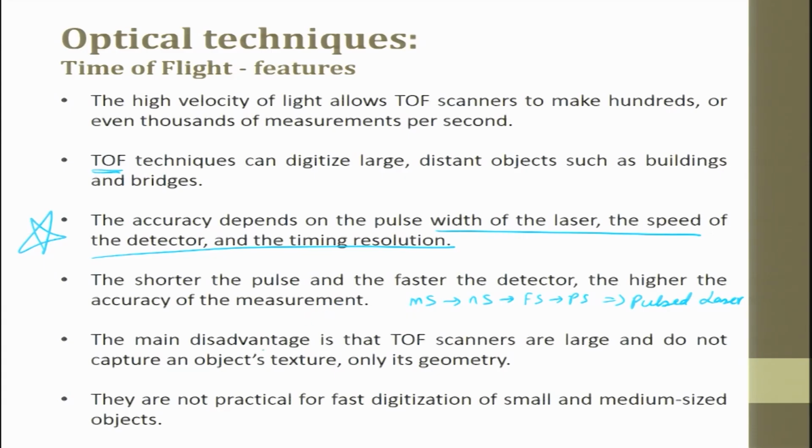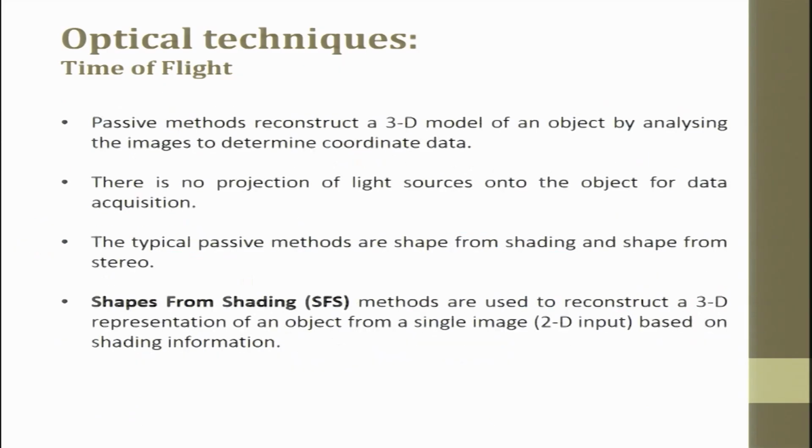It can be done faster with higher accuracies, but the amount of data to be handled will be very large. The main disadvantage is that time of flight scanners are large and do not capture an object's texture, only its geometry. They are not practical for fast digitization of small and medium size objects.